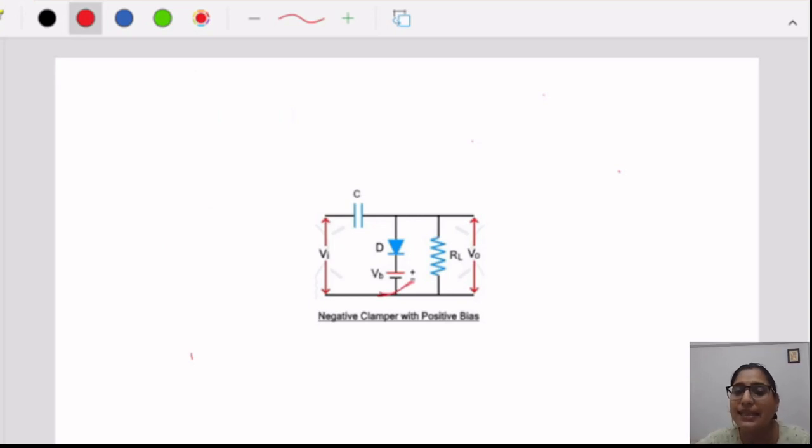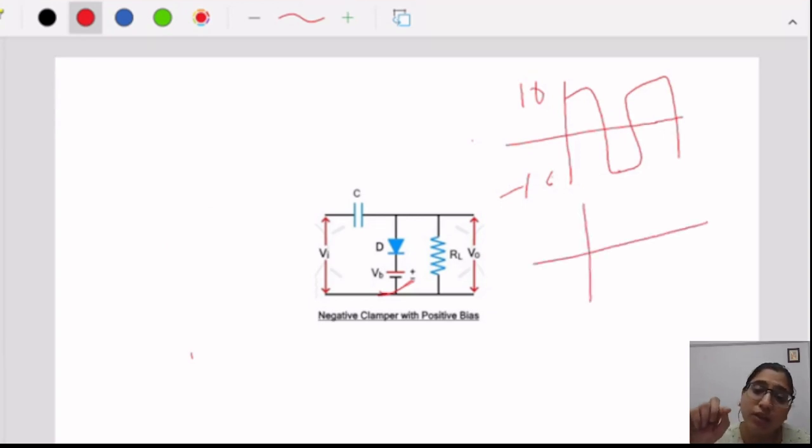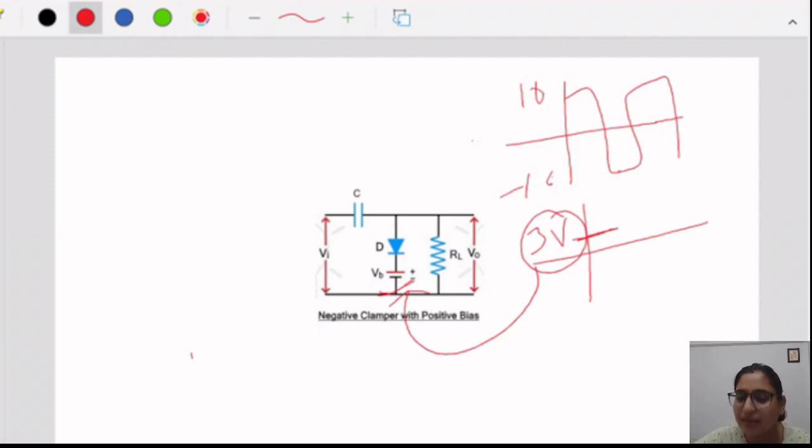As an example, suppose a signal is from plus 10 to minus 10 volt, and you don't want negative clamping where it starts from 0 volt, but you want it to start from 2 volt or 3 volt. So you imagine that it can start from 3 volt or 2 volt or whatever you want. So what you will do, you will put a 3 volt battery with this circuit.